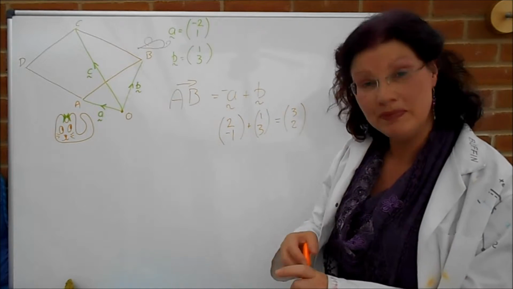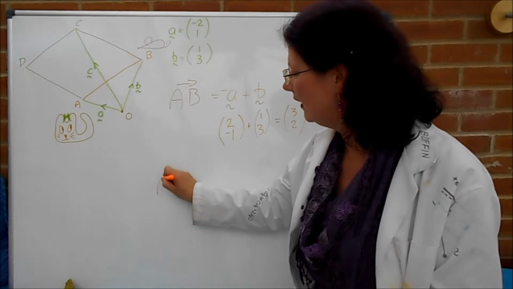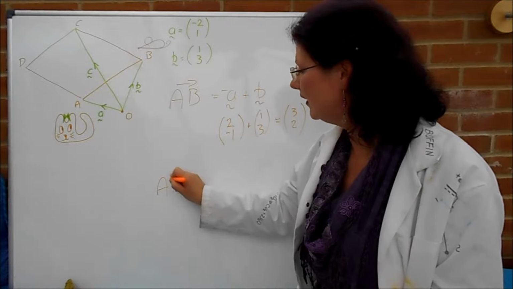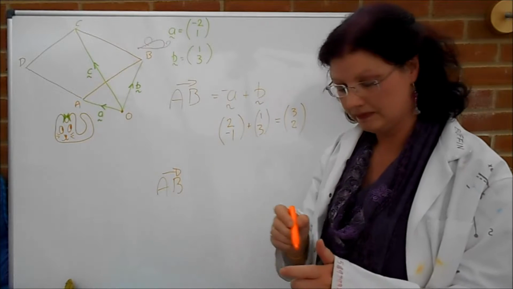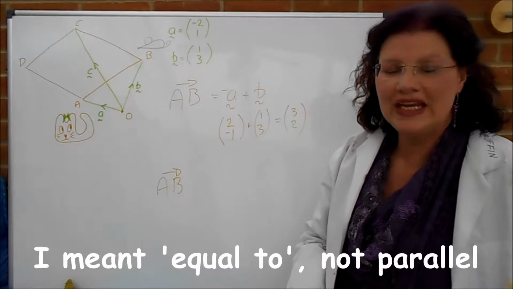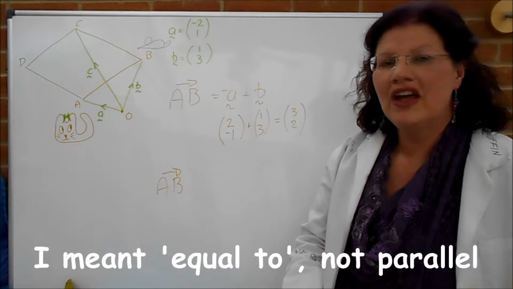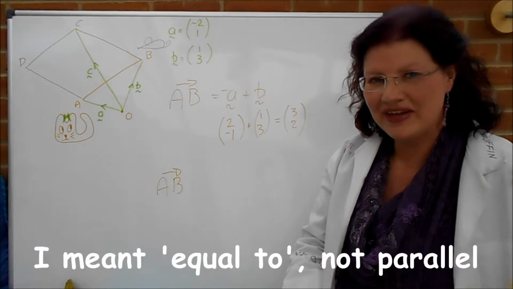Right, for part B, I would like please to know another vector that is parallel to AB and another pair of parallel vectors, please.